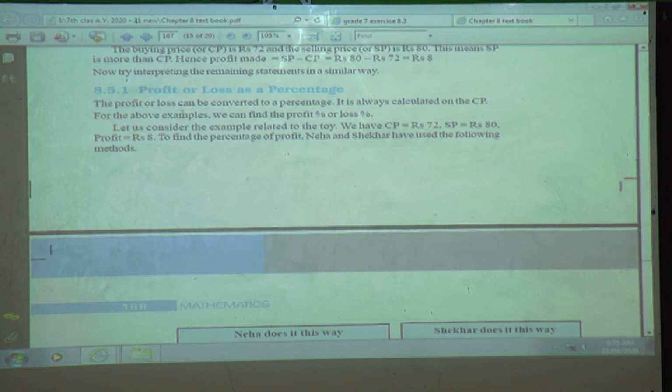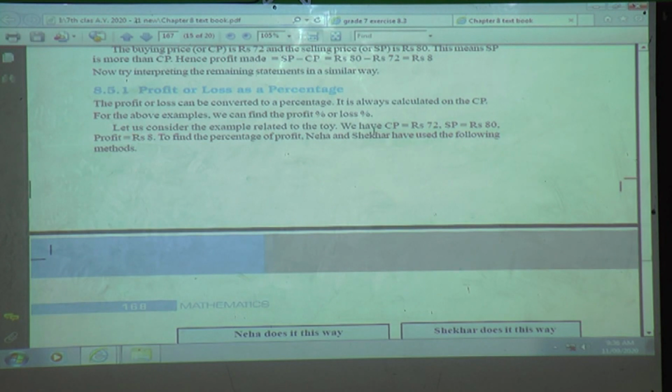The profit or loss can be converted to a percentage, that you know. It is always calculated on the CP, that is the cost price. For the above examples, we can find the profit percent or loss percent. Let us consider the example related to the toy. Already we had seen the profit. For the toy, we had calculated that there was an 8 rupees profit. So we will see how to find the percentage of that.